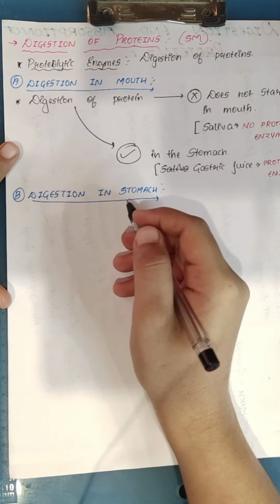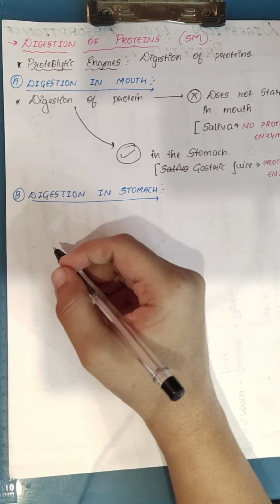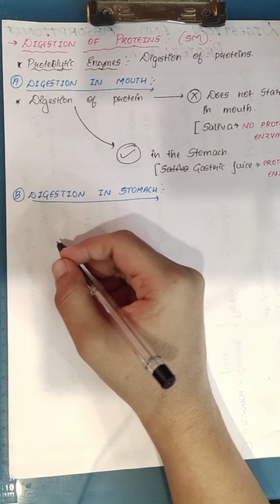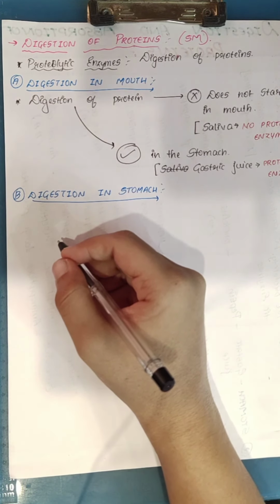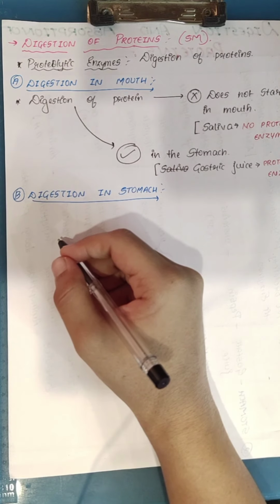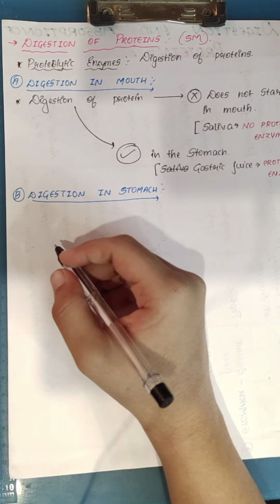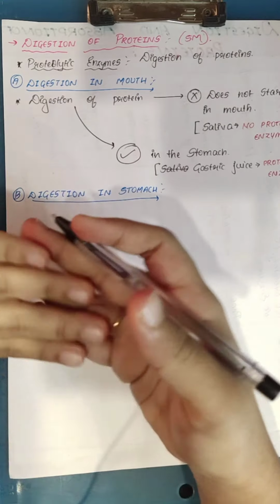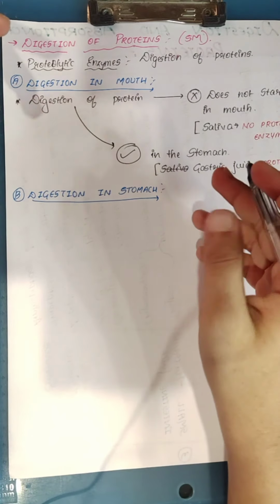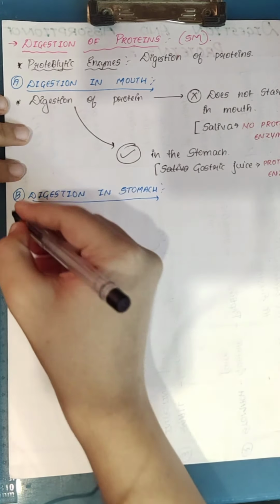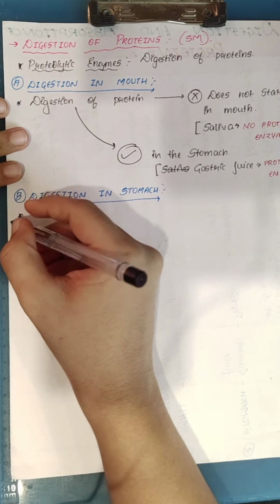Studying about the digestion in stomach, pepsin is the only proteolytic enzyme present in the gastric juice. Renin is also present in the gastric juice, but it is absent in humans. It is found in baby young ones, which is used to feed. It is present in the milk.